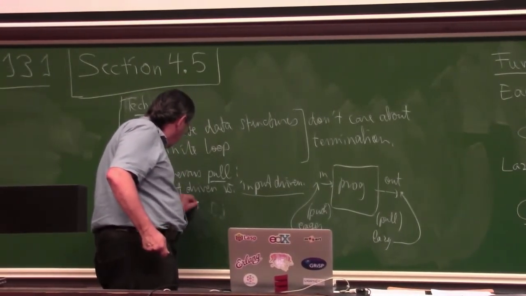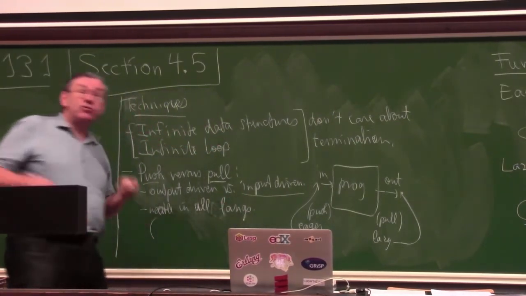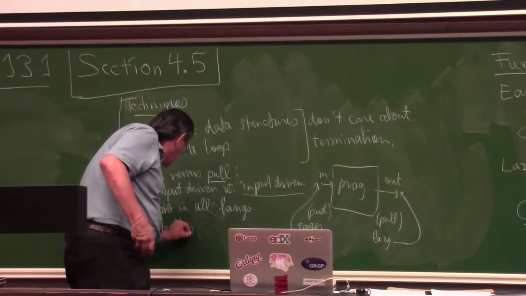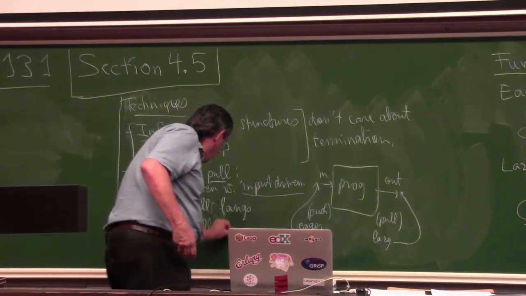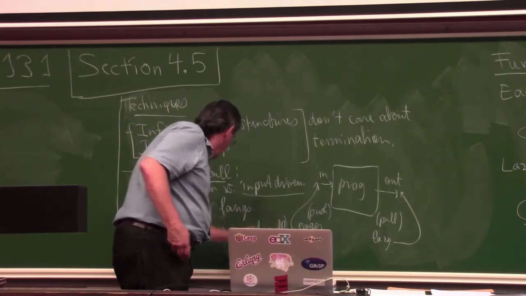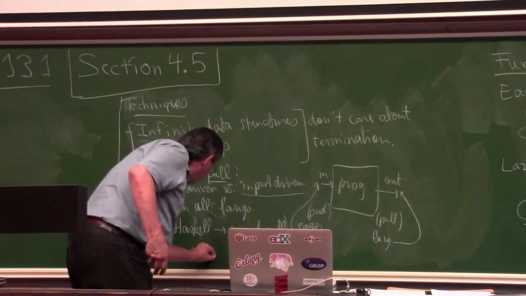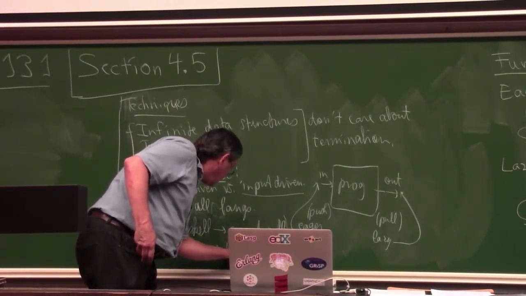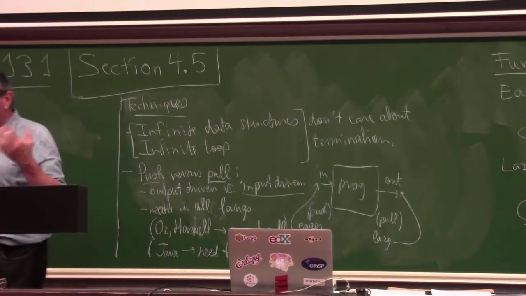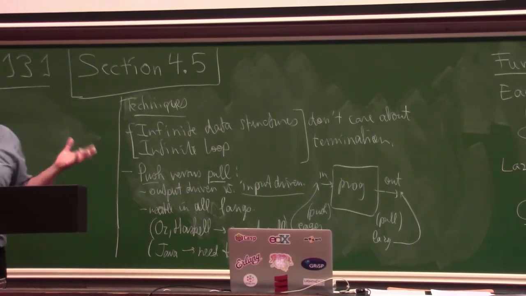In all languages. Of course, the syntax, some languages have support. Languages like Oz or Haskell support the pull approach, whereas in a language like Java, you can do pull, but you need to program it. Okay? So the lazy model is actually usable in any language, except that some languages make it harder to use.